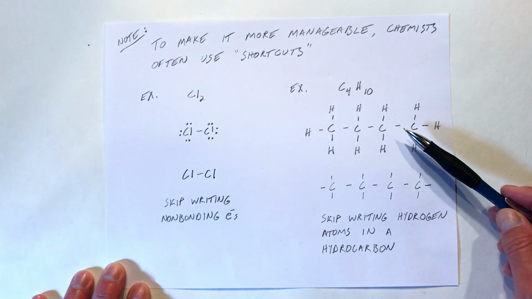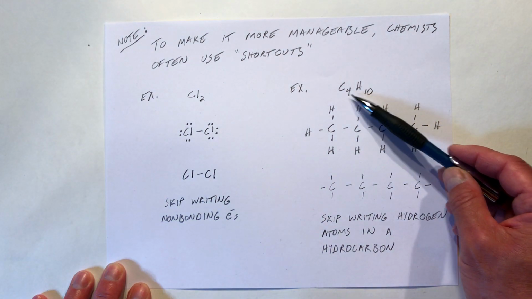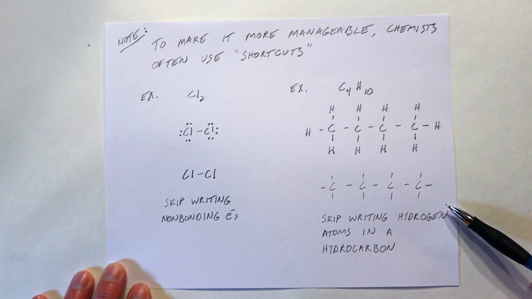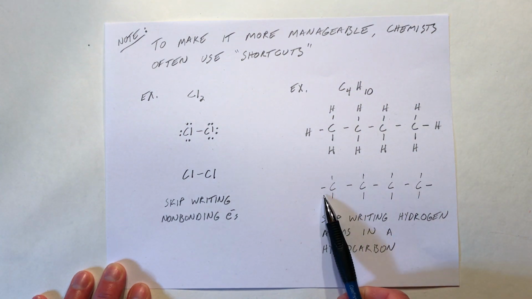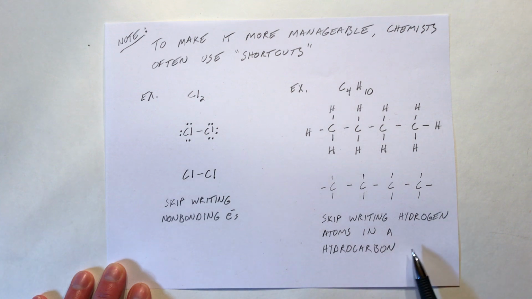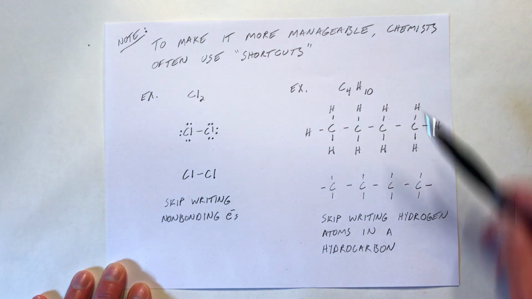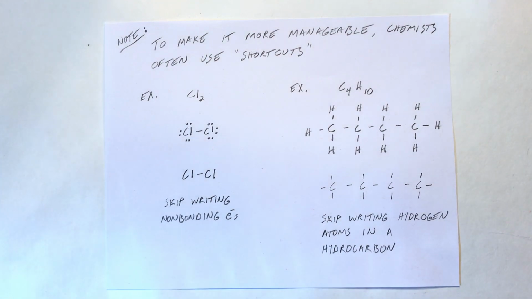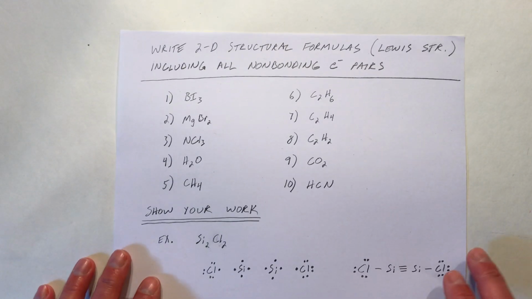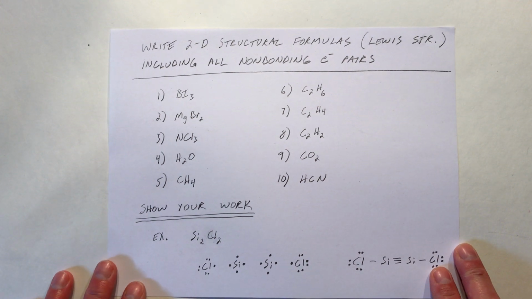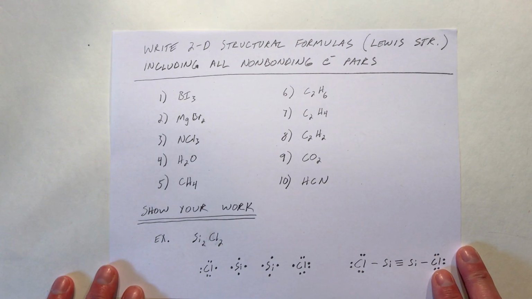Another one is, let's say we have a carbon chain, a hydrocarbon, like that butane we were looking at. It's a lot faster if you just don't draw the hydrogens in there. So skip writing the hydrogen atoms in the hydrocarbon. There are lots of different shortcuts that chemists can use. While you're learning how to do two-dimensional structural formulas, though, it's not a good idea to employ any of those shortcuts. So what we're going to do is write two-dimensional structural formulas, or Lewis structures, including all non-bonding electrons.